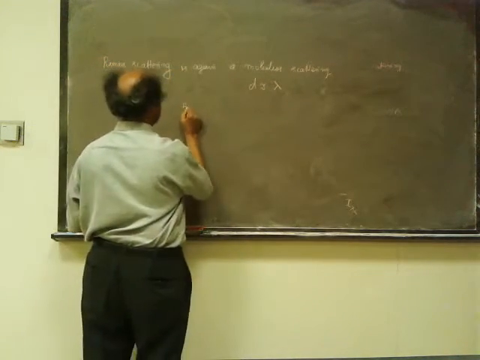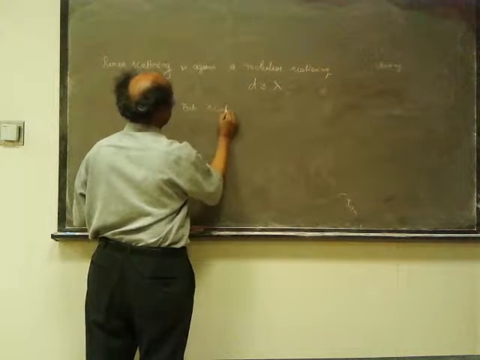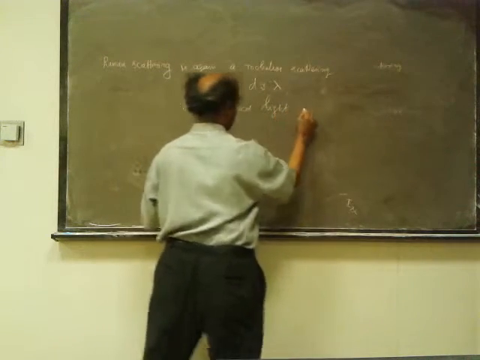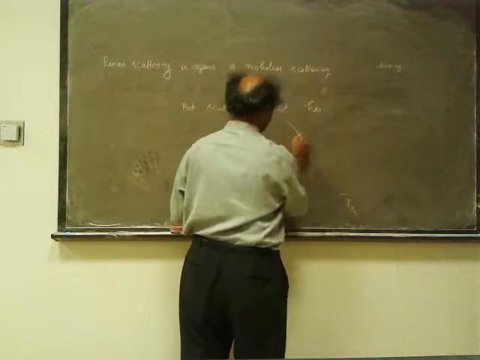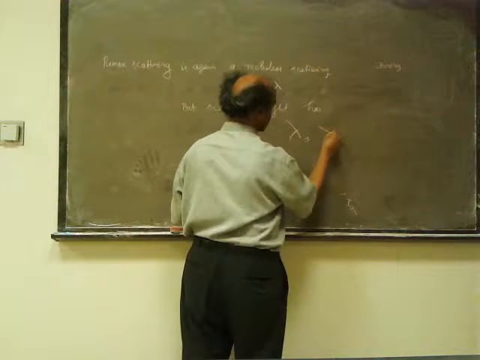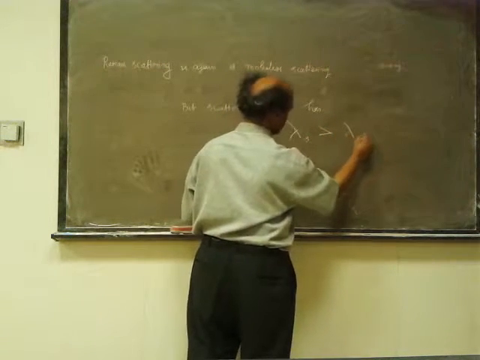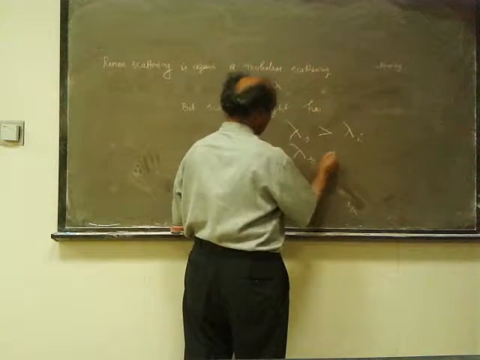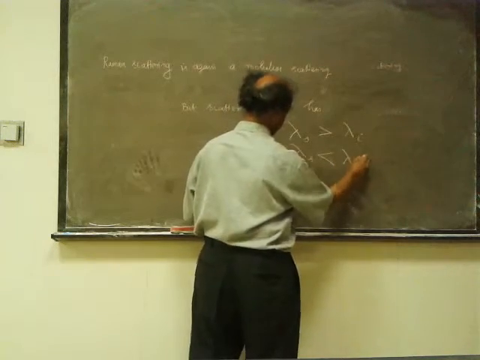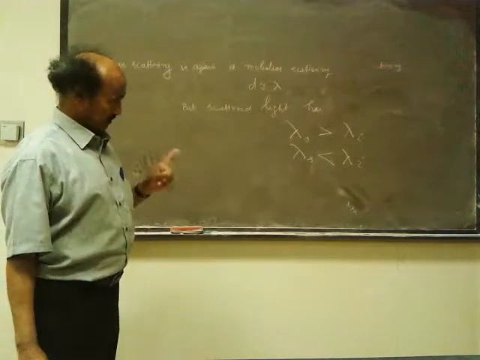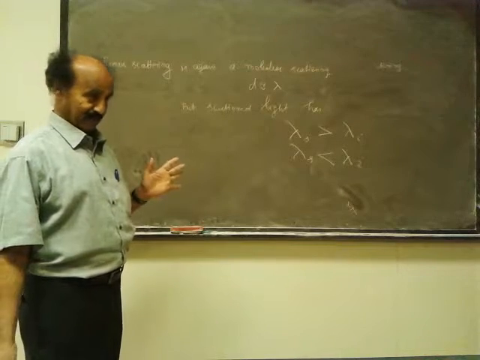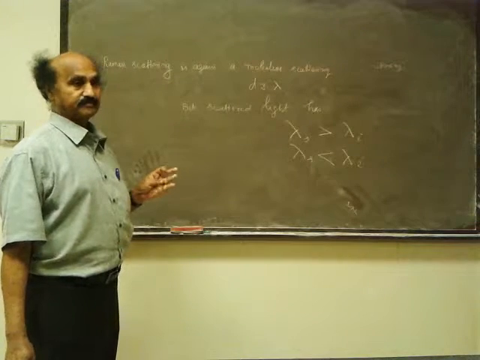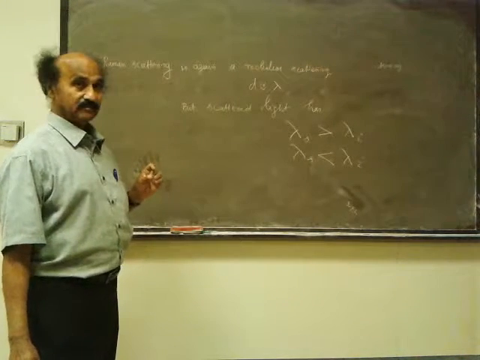But scattered light has lambda of scatter greater than lambda of incident. Not only that, lambda of scattered can be less than lambda of incident. Then you see the next thing. So the wavelength changes.